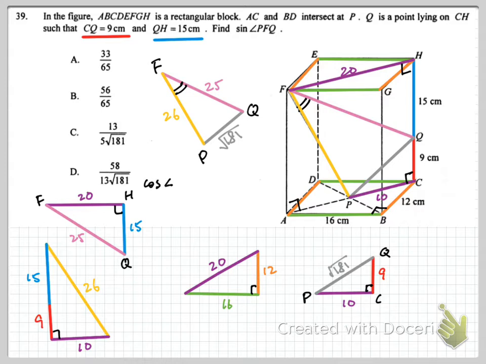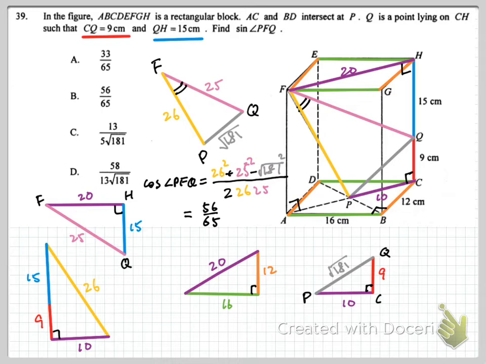So we have cosine angle PFQ equals the yellow square plus the pink square, 25 square, minus the gray square, that's 181 square root, take the square. And then we subtract 2 times yellow and pink. So we can get cosine PFQ, and let me see what the answer is. It is 56 over 65.